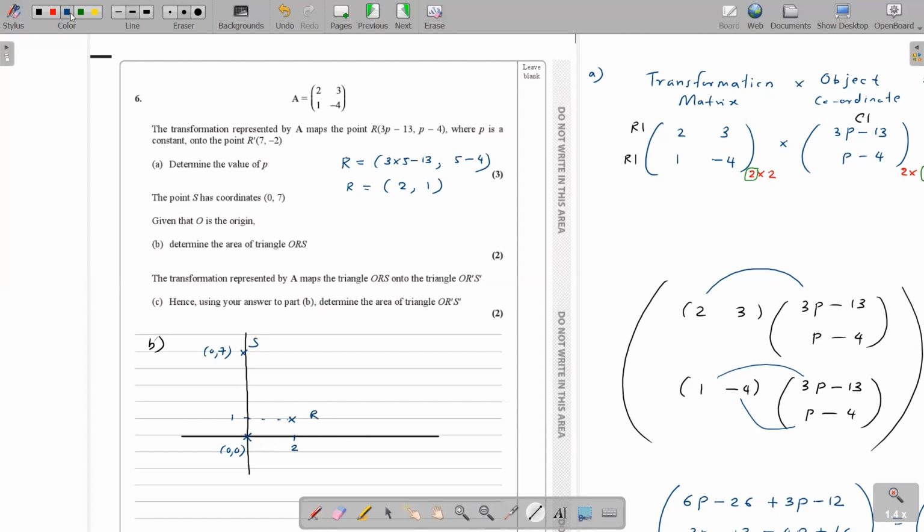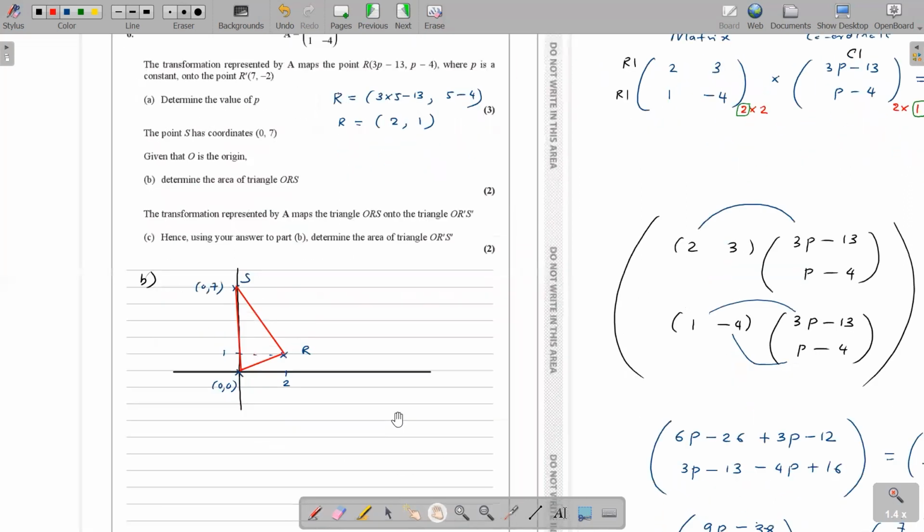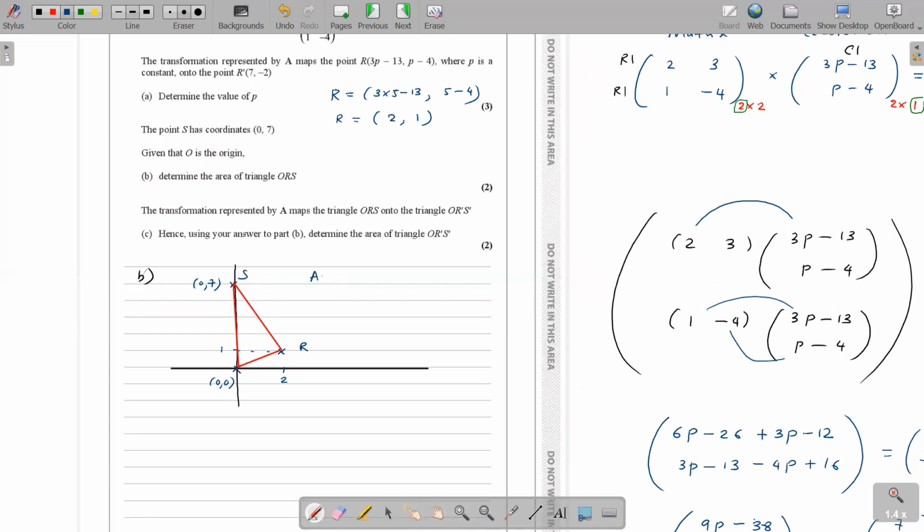So can't you get the area of this particular triangle ORS? It's quite easy to get the area, right? Half into base into height. What is the area? Half into what is the base? Base is the y-axis length, right? So 7. And height is this distance over here. How much is the perpendicular height? The x distance at R is 2. Is this clear? So half into 7 into 2, the area is 7 square units.